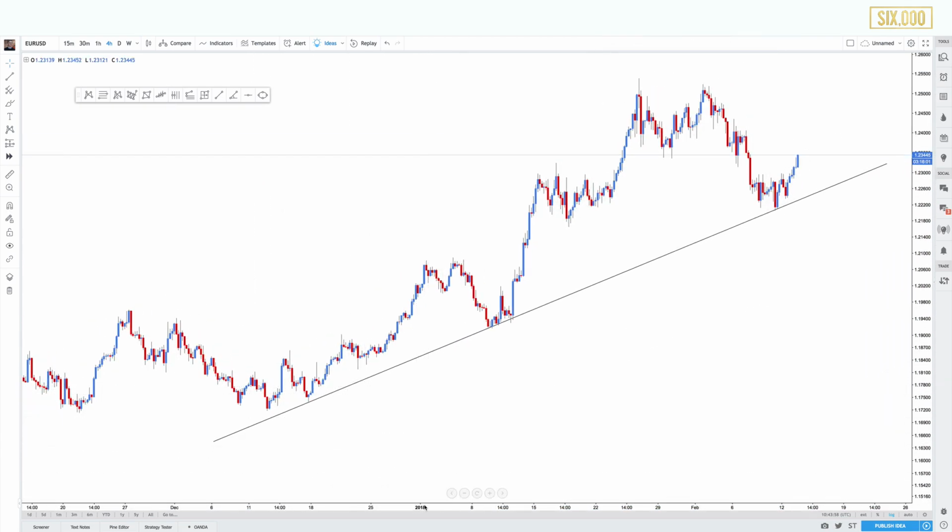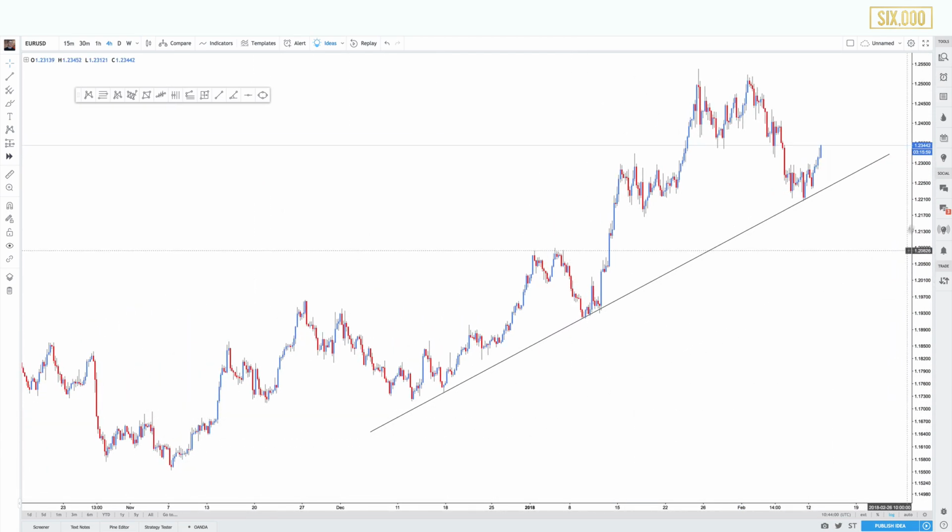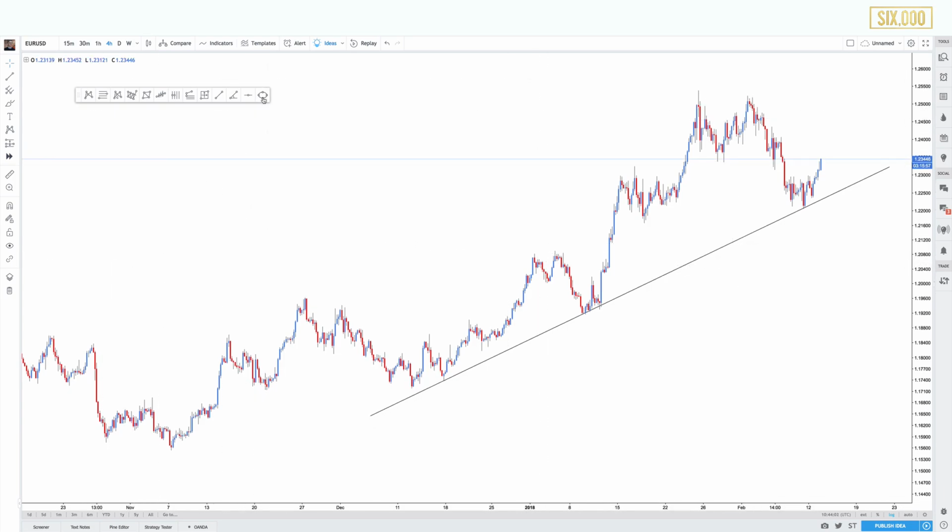So if I zoom back out in the charts here, and I'll just use the ellipse tool so you guys can see exactly what I'm looking at. So what we want to do is plot the lows and highs in the market. We've got the lowest point here. This is where the trend starts.